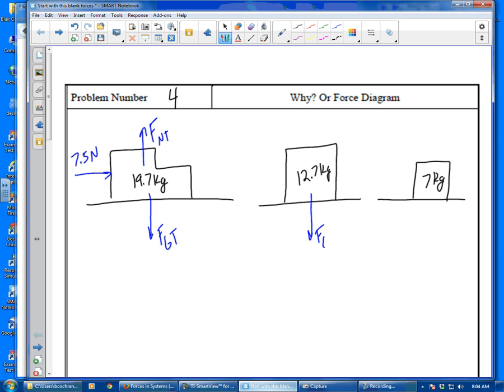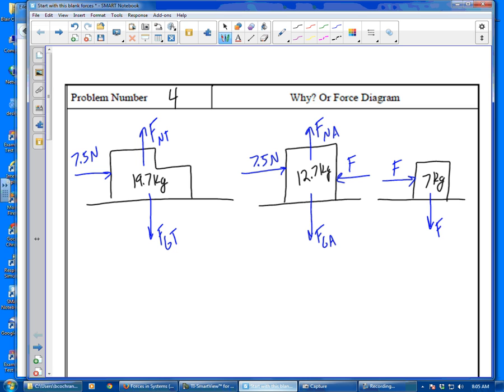So over here, box A has a weight, F sub G of A. It has a normal force of A. It's being pushed with a force of 7.5 newtons. It's pushing on the smaller box, so that means the smaller box is pushing back on it. We'll call that force F. The smaller box is being pushed by the larger box, so that's going to be equal and opposite by Newton's third law. Just like a tension, except a push rather than a pull.